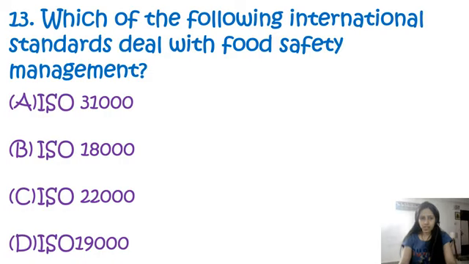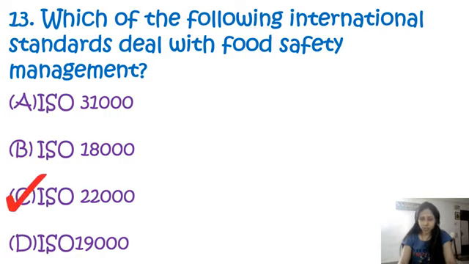So options are ISO 31000, ISO 18000, ISO 22000, or ISO 19000. So the international standard which deals with food safety management is ISO 22000. That is option number C, which will be my correct option.